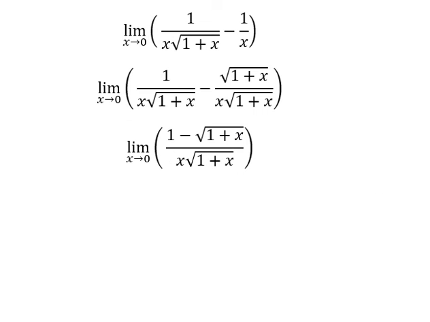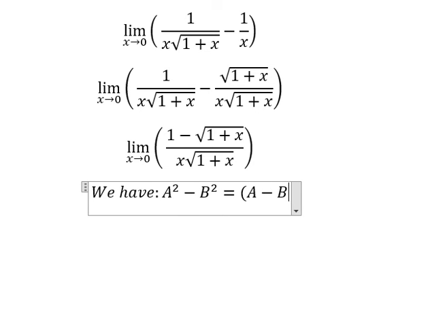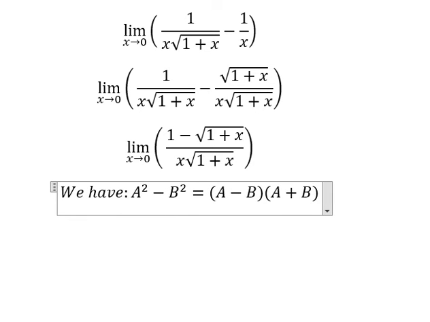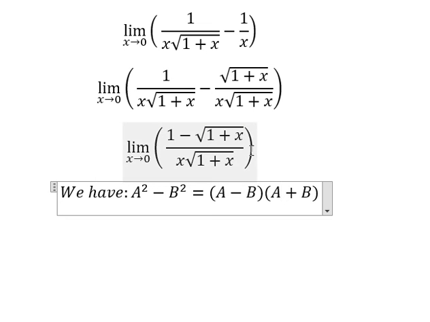Next, we have the formula in here. That is about a squared minus b squared equals a minus b multiplied by a plus b. So we just have only a minus b. We want to create a squared minus b squared because we want to cancel the square root. So we need to multiply by a plus b on numerator and denominator.